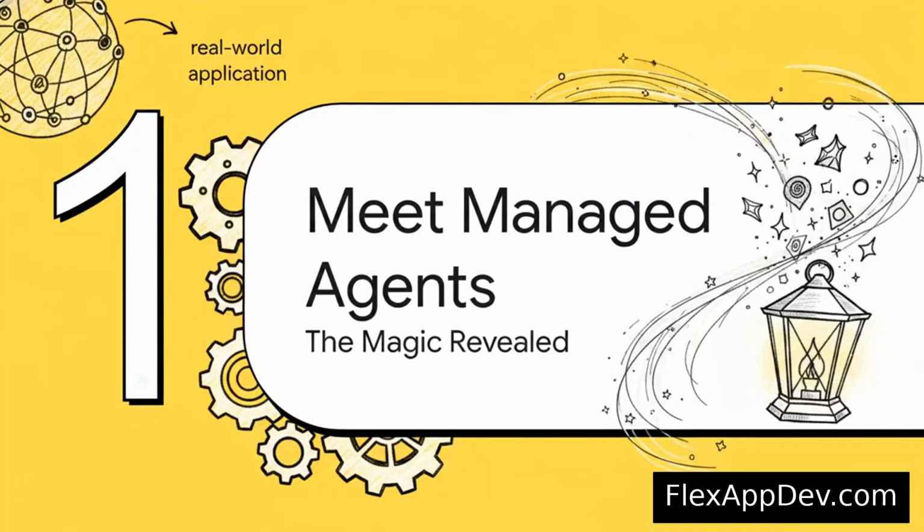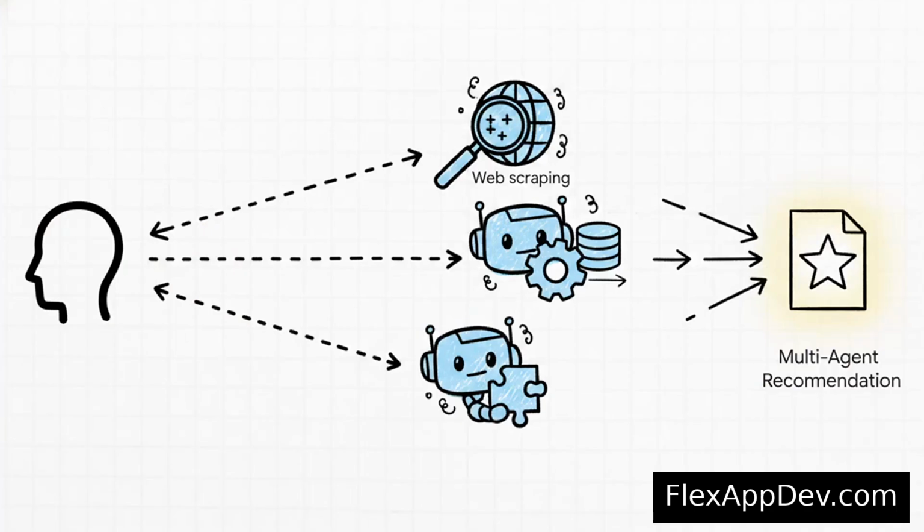All right, Section 1, Meet Claude Managed Agents, the magic revealed. To really get this, let's think about a highly complex multi-agent application. Imagine a mergers and acquisitions deal analyzer, where a user asks the system to evaluate 3 distinct targets, say Bridgewell Dynamics, Norwood Automation, and Acme Robotics.